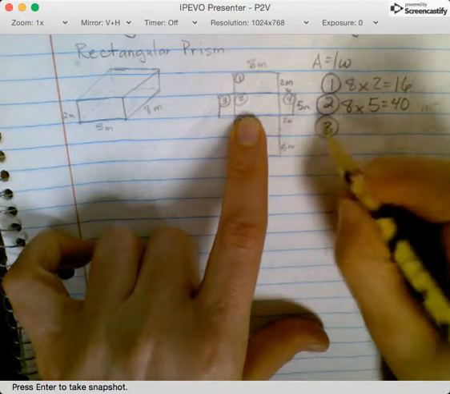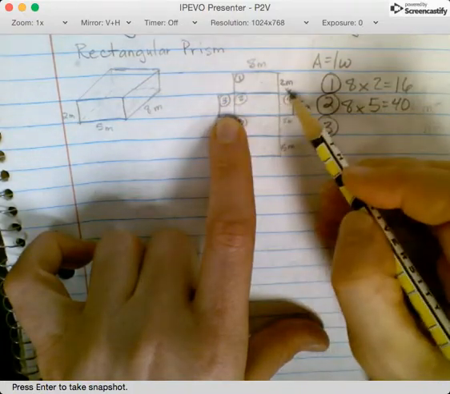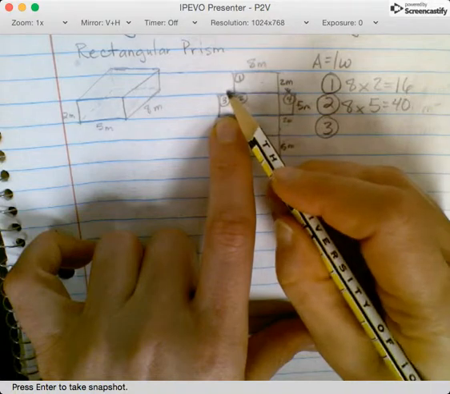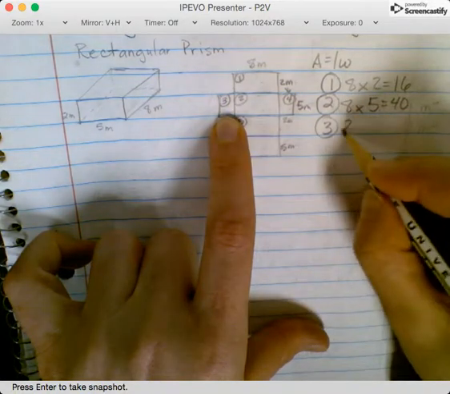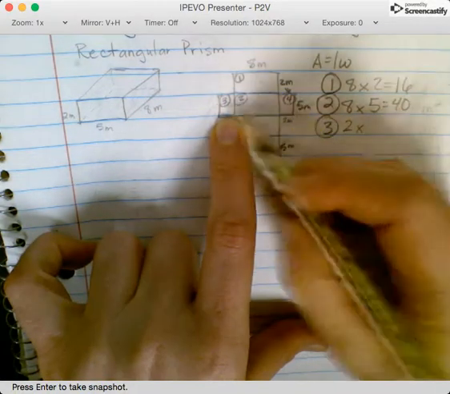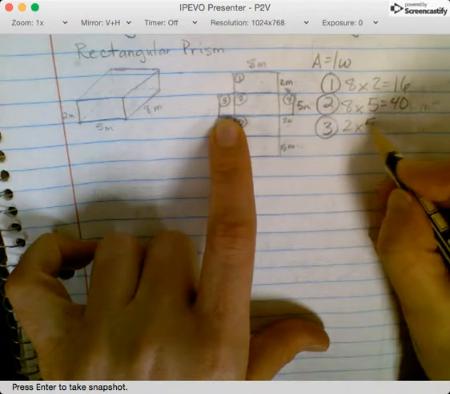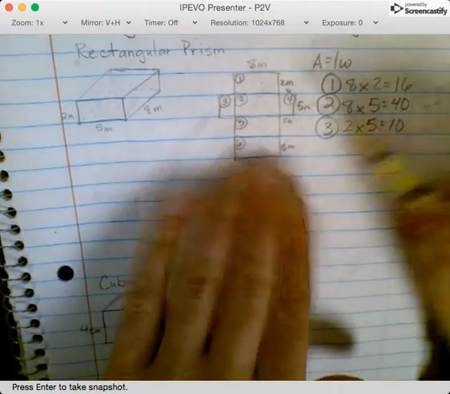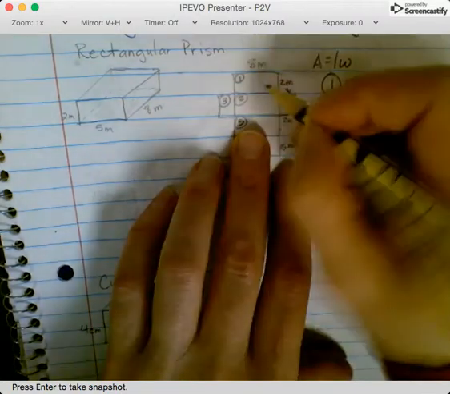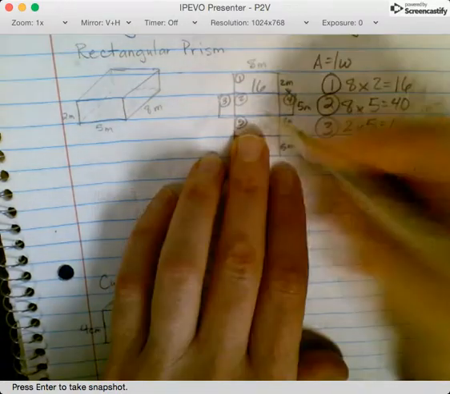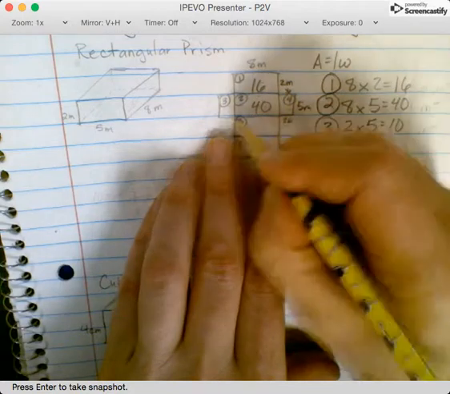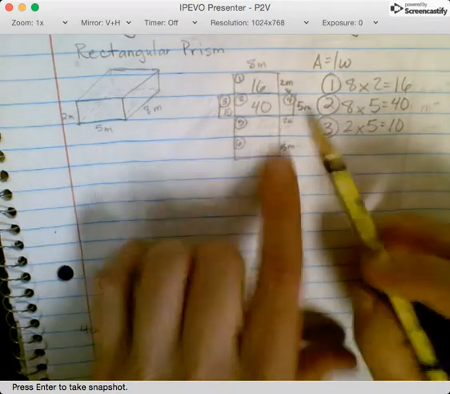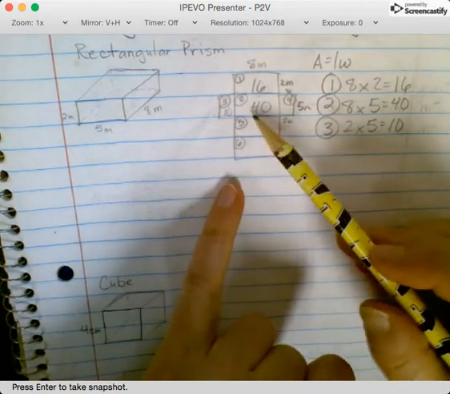Number 3, that one's here. It matches up with that one, so that's 2. And the other one is 5. And 2 times 5 is 10. Now, that gets us the area of each of these. This one is 16. This one is 40. This one is 10.